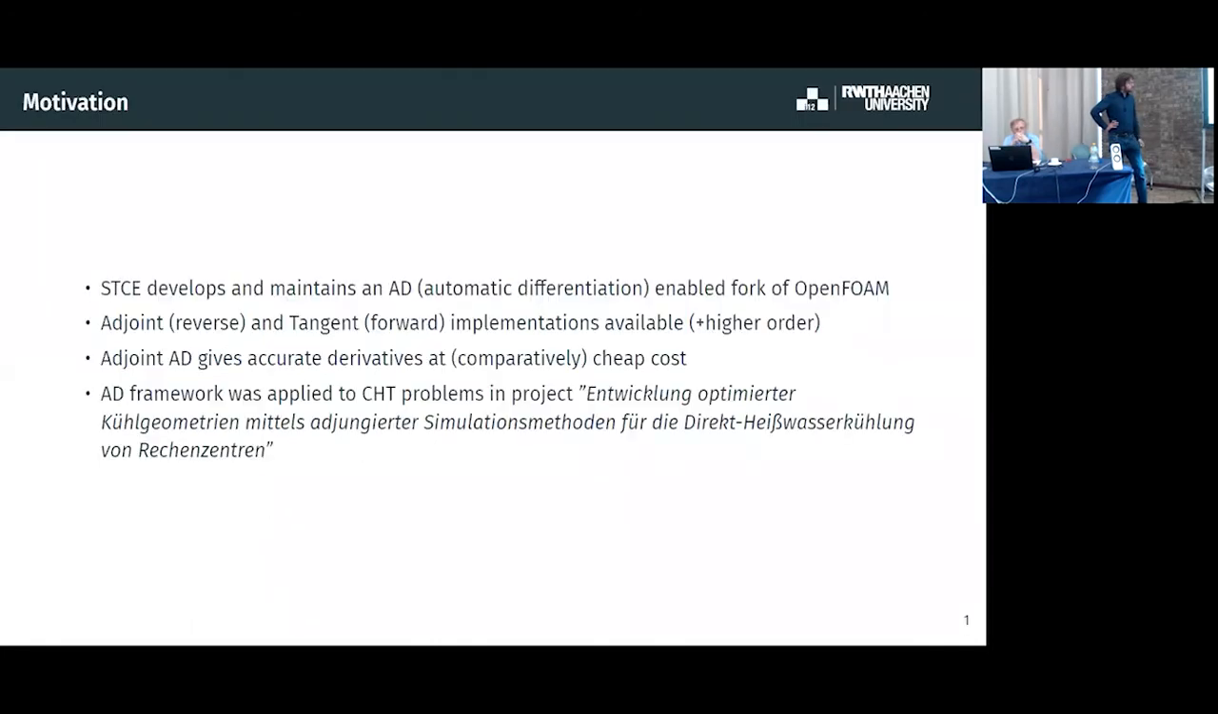But let's first start off. I want to start with a kind of summary at the beginning, so you know what our plan is in this presentation. We, as an institute, develop AD tools, and we maintain a fork of OpenFOAM with AD enabled everywhere, basically. We have adjoint, tangent, so reverse or forward mode implementations in there. If required, we can also nest these to get higher order derivatives. I'm going to motivate that adjoint AD gives you accurate derivatives at a comparatively cheap cost. It's not a free lunch, but it's much better than doing finite differences or something like that. The results I'm going to show you come from this project: adjoint methods for optimization of cooler geometries in cooling cloud computing resources.